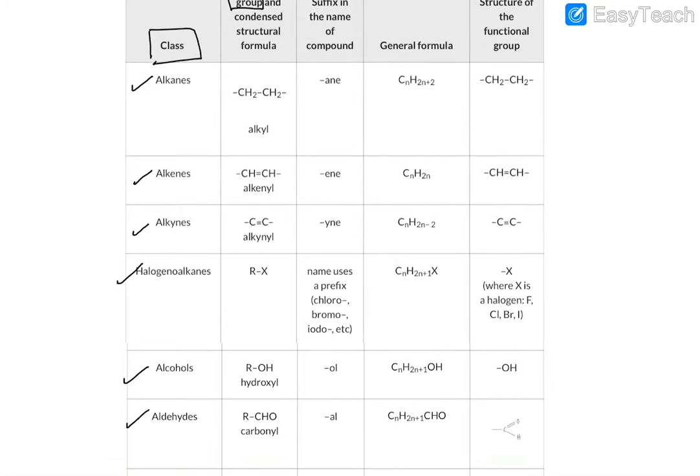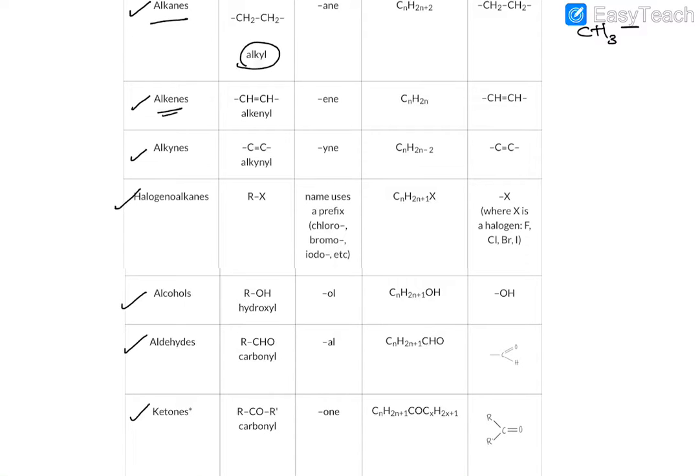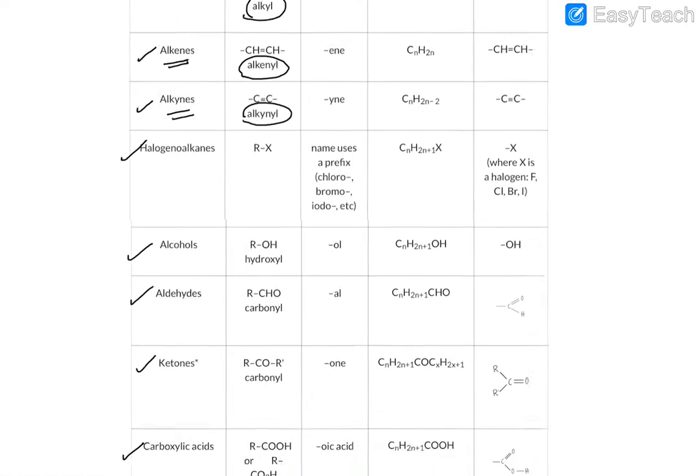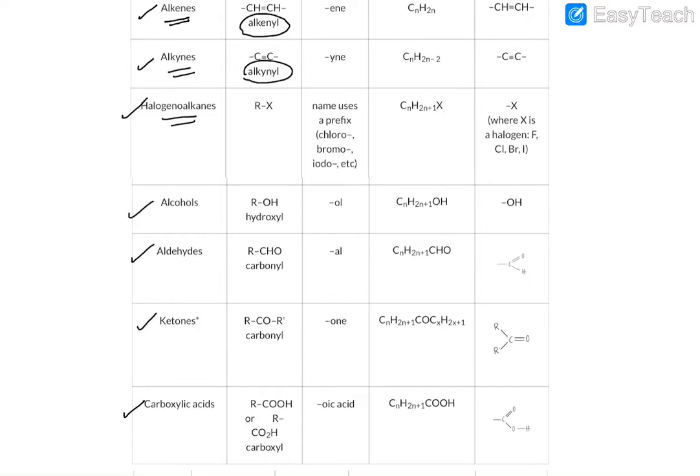So the functional group of alkanes is called alkyl. When you have a CH3 chain which is attached to something, it's an alkyl group. Alkenes are called alkenyl. Alkynes are called alkynyl. Halogenoalkanes, they don't really have a name for the functional group.